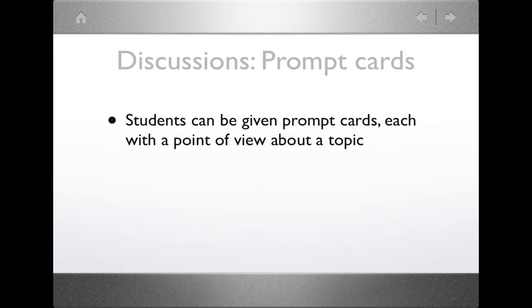Discussions. Another way of doing discussion is prompt cards. Cards, like you have seen in the video, the guy was presenting cards. Prompt cards, okay? Students can be given prompt cards, each with a point of view about a topic. I have one prompt card here: globalization is good. Another one, globalization is bad. Drugs are good. Drugs are bad. Drugs are excellent, okay? And then you have these prompt cards and then you give them out.